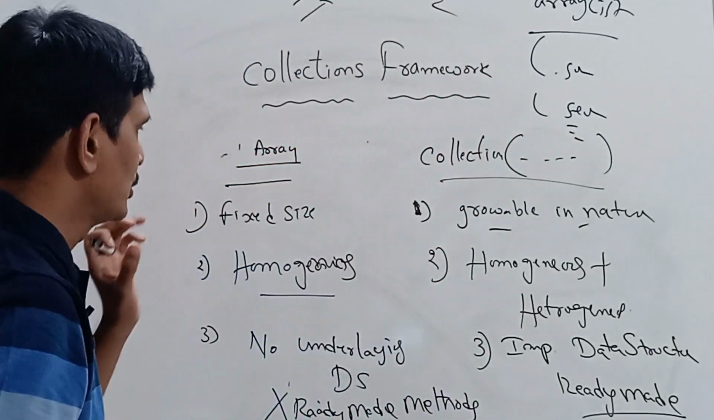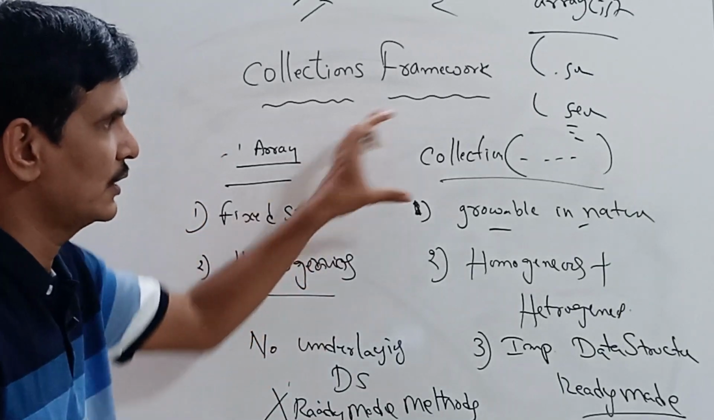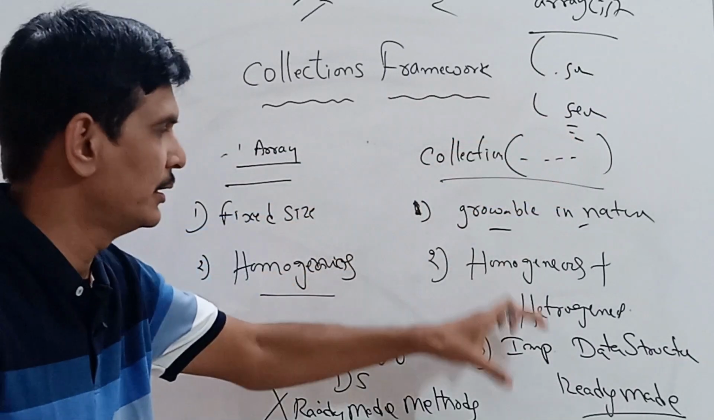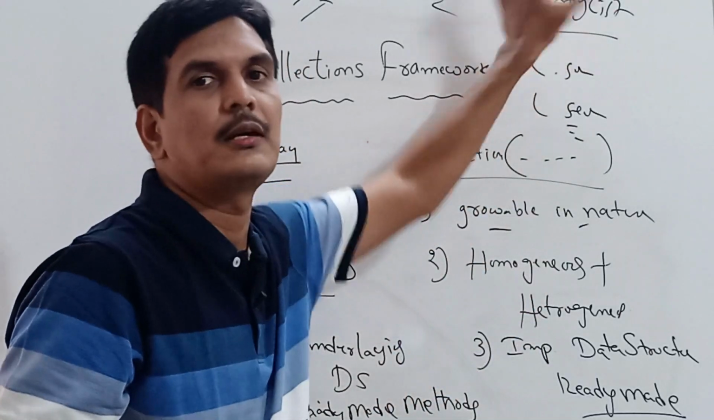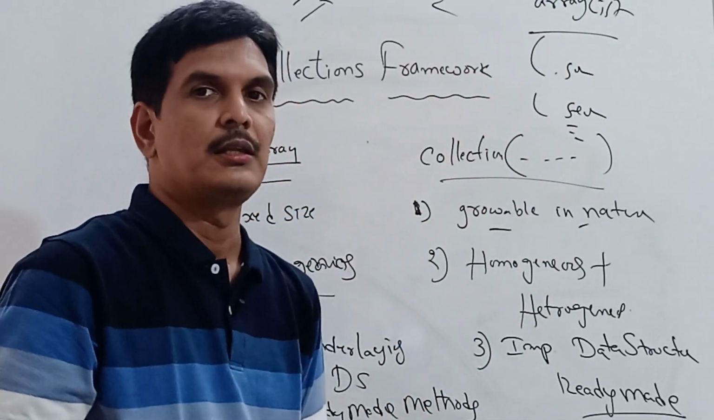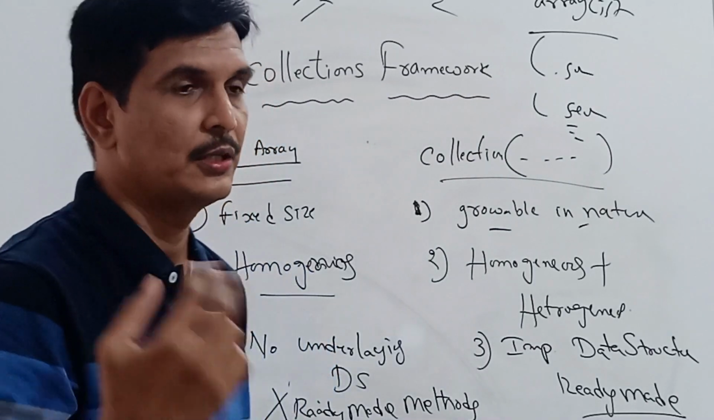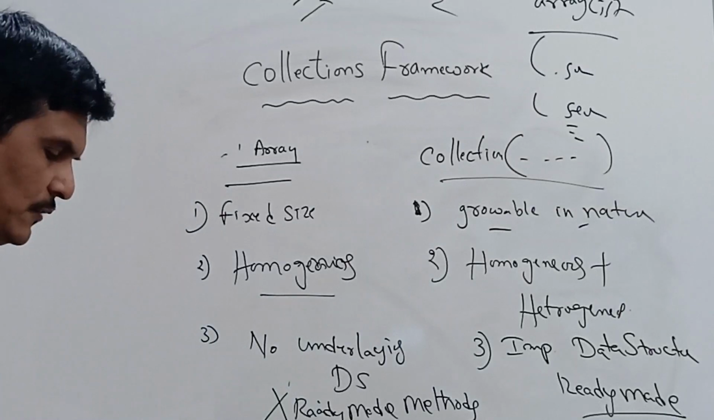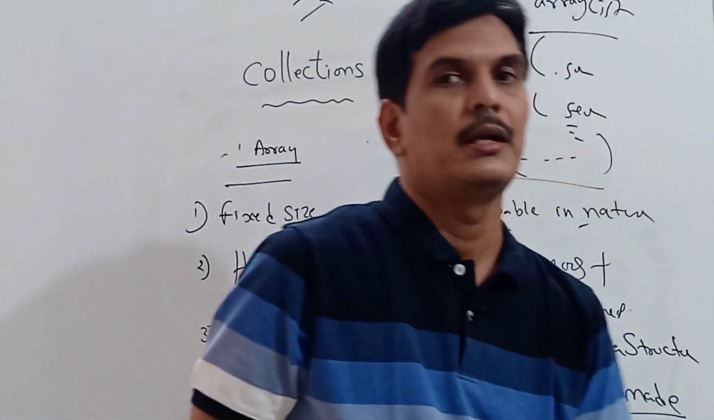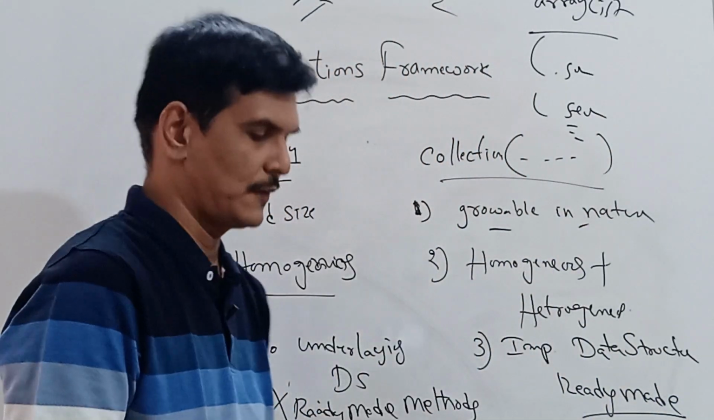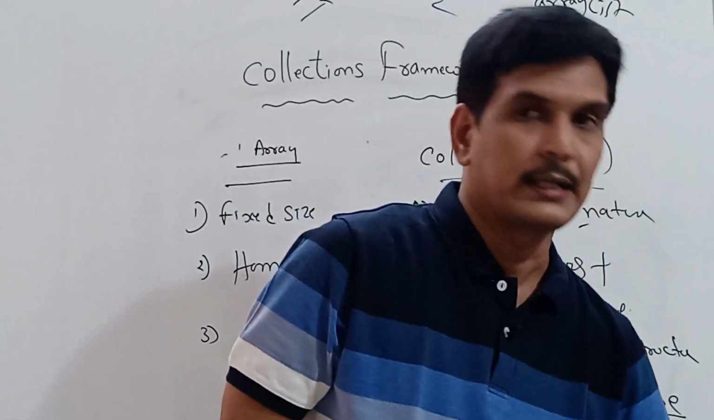So there is no underlying data structure for the arrays concept, whereas all types of collections are implemented using some underlying data structures. That's the reason the ready-made methods are available. For every collection, certain methods are available, and by using those methods we can perform certain operations on the collections. This is the way we need to understand what exactly collection and collection framework mean, and what different classes and interfaces are available in the collection framework.